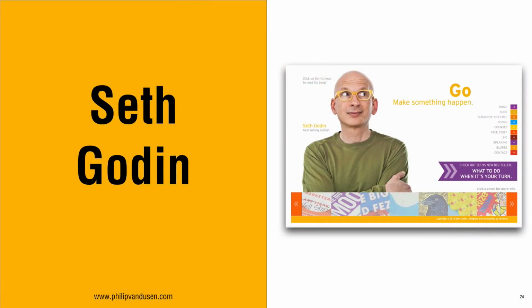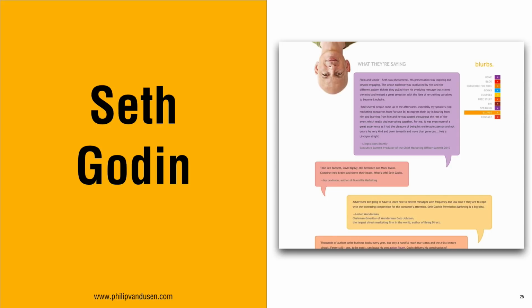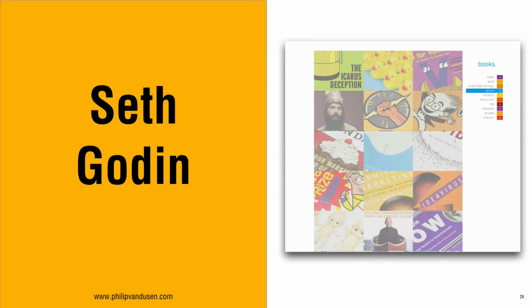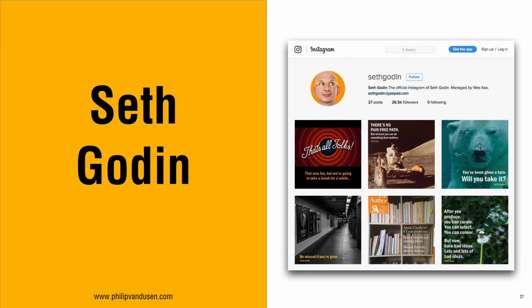Another example I want to show you is Seth Godin. Seth Godin is an amazing marketing guru, and his website is incredibly consistent and very bright and quirky, kind of like Seth is. He uses a personal branding style element of these bright yellow glasses, and he has a very specific layout style and illustration style and color palette that he uses across his brand that makes him incredibly recognizable.